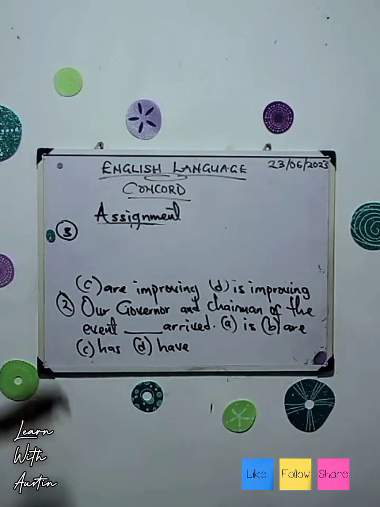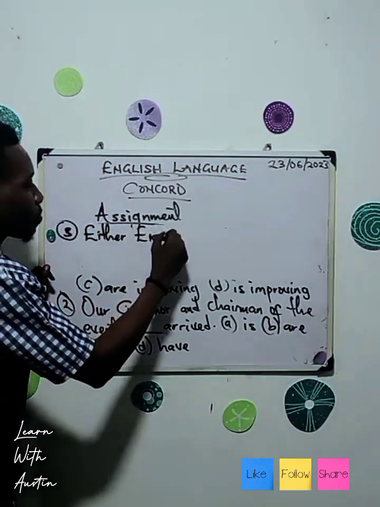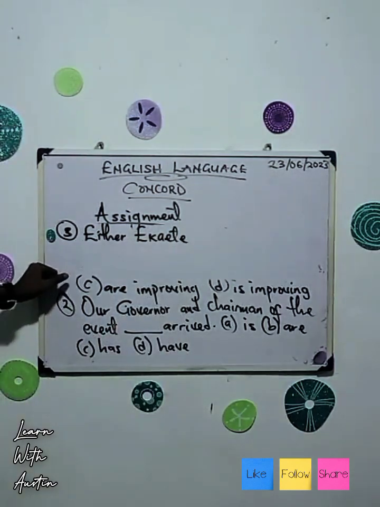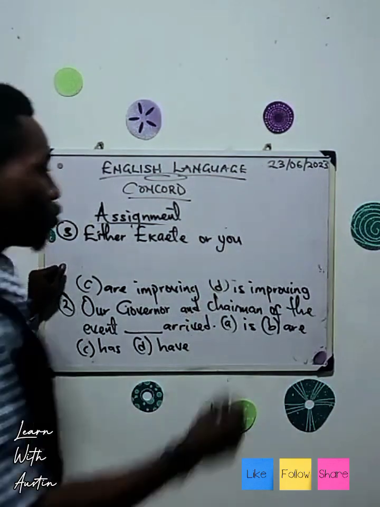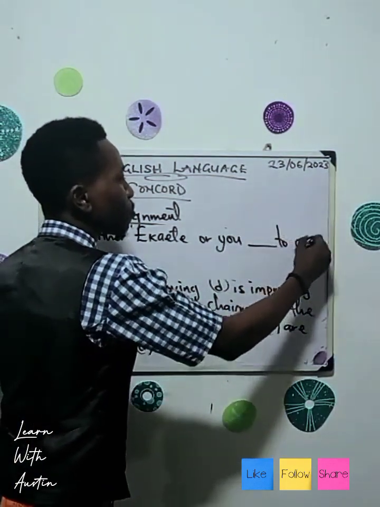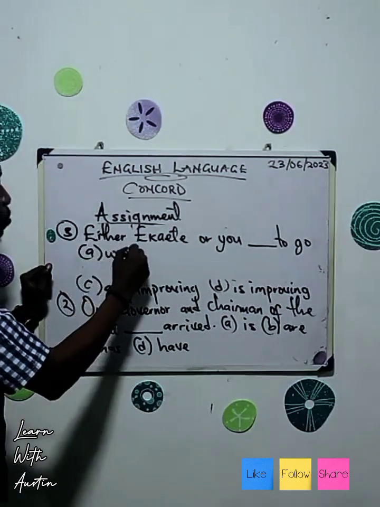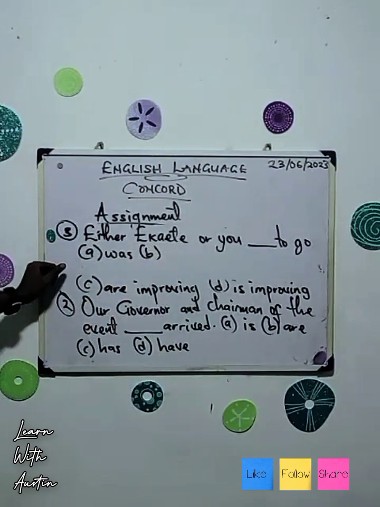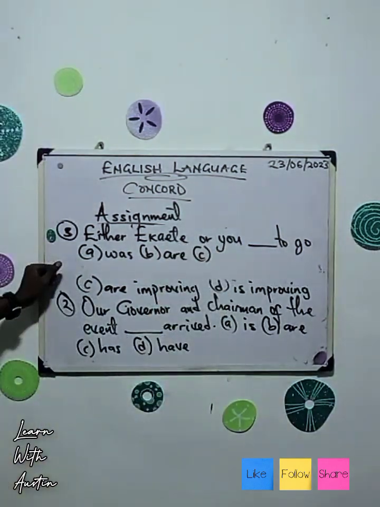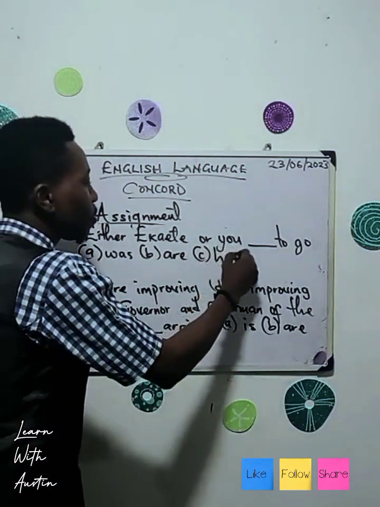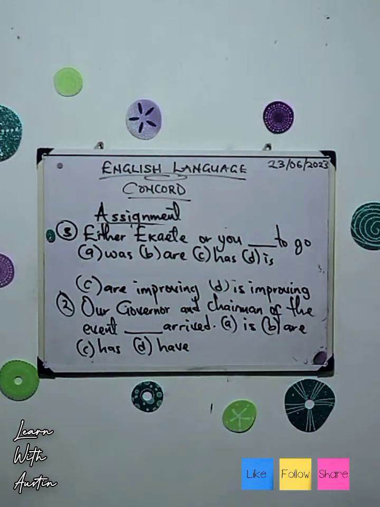Number three says either Ekaite or you dash to go. A, was. B, R. Has. And D is.